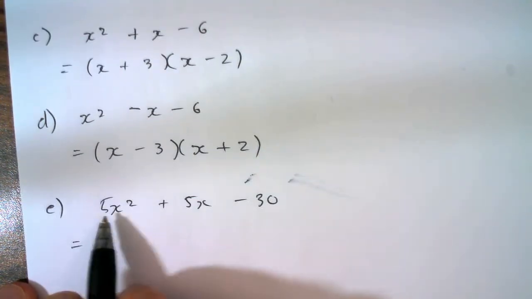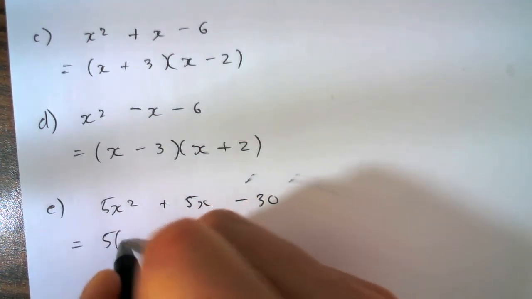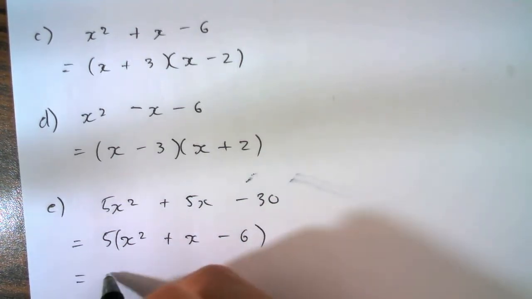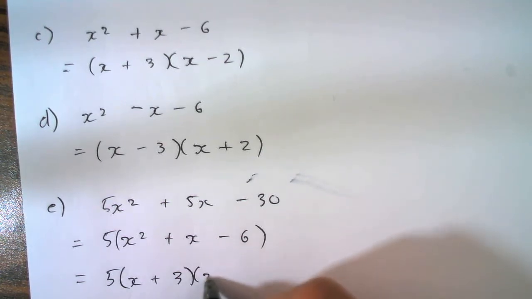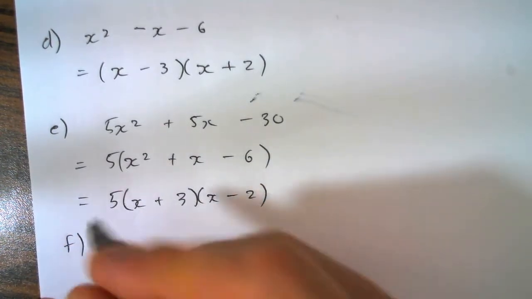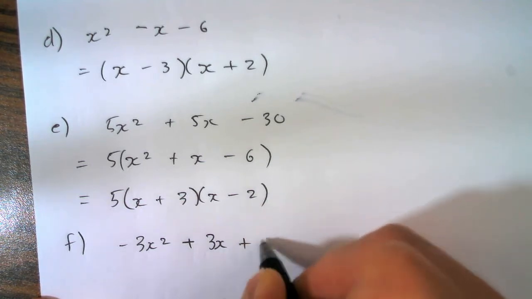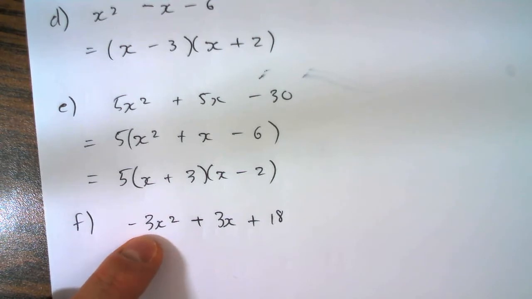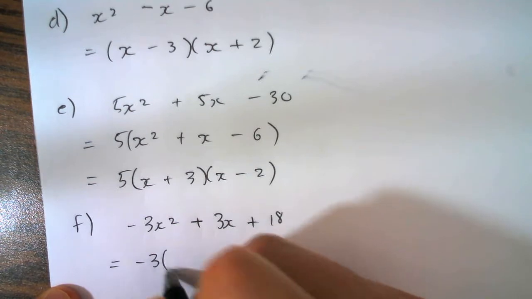So we see multiples of 5 on our terms. We're going to factor out that 5 first. And then we know what to do. I see a negative coefficient on my x squared term, so I'm going to factor out a negative 3, not just a 3.